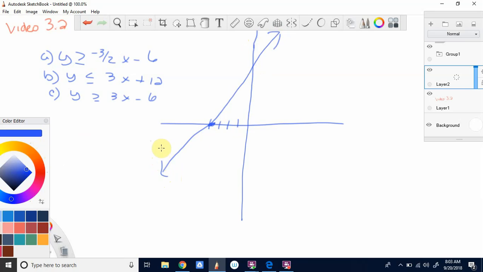So this is going to be equation B. That's this one that I just graphed here. The next one, A, is going to go through this point, but it's going to go this way. So this is equation A. And then equation C is going to go through these 2 points. And it's going to do something like this.